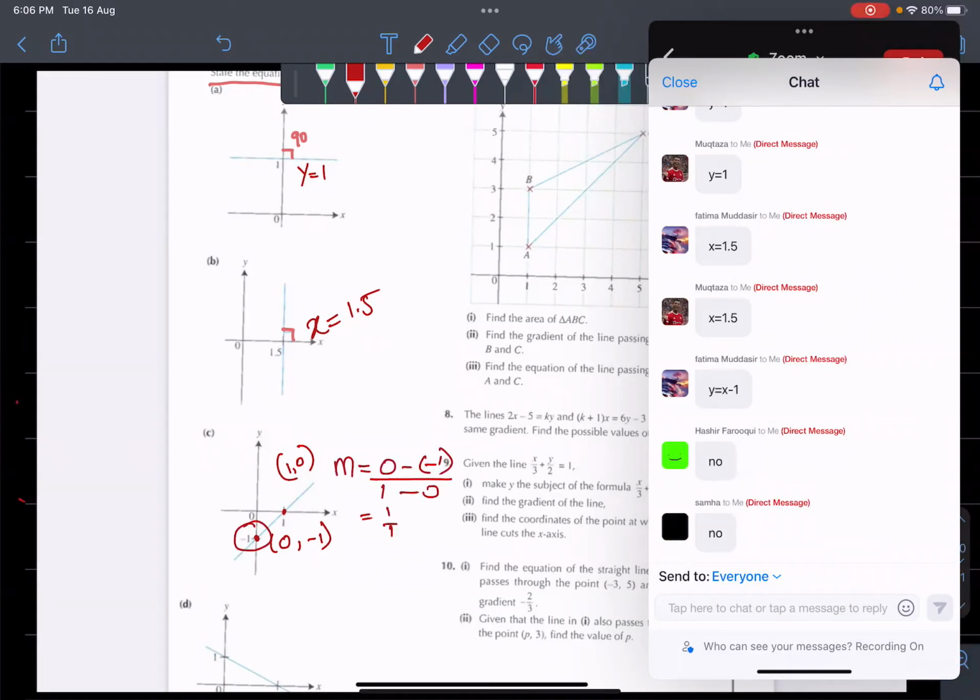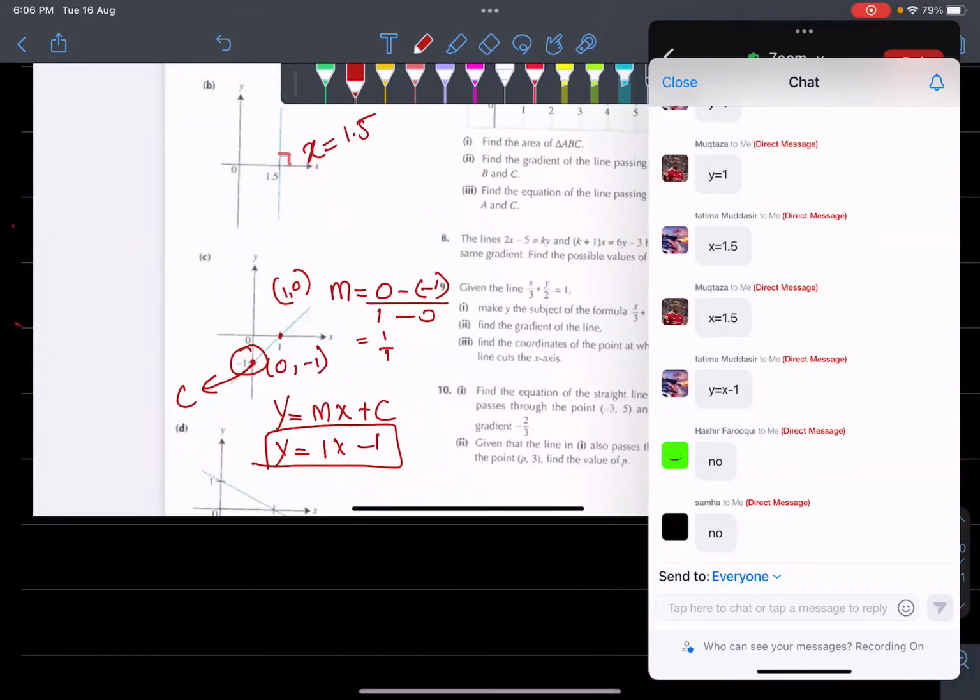Now when I know things directly, I can use the first format, y equals mx plus c. When I directly know the y-intercept and the gradient, I will use this format. So the gradient is 1, and the y-intercept is -1. So y equals x minus 1. That is the equation.